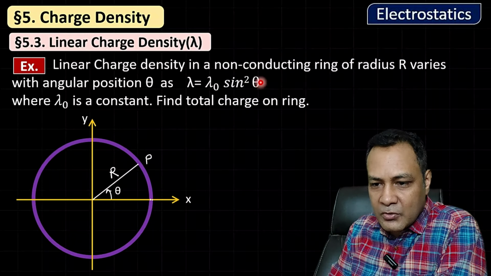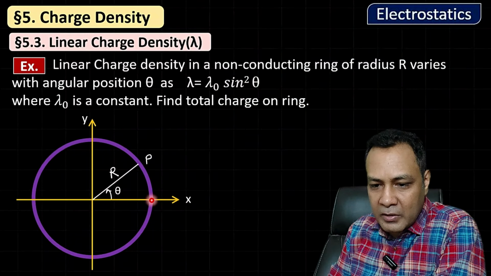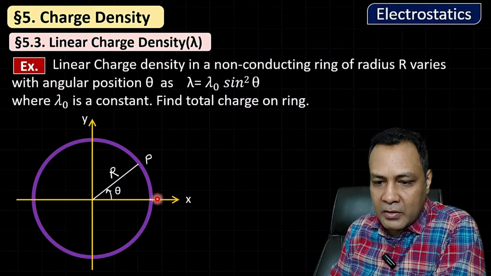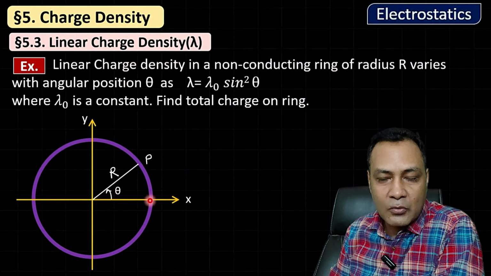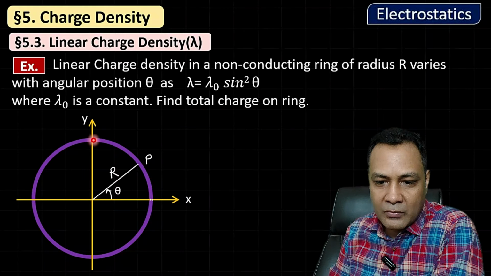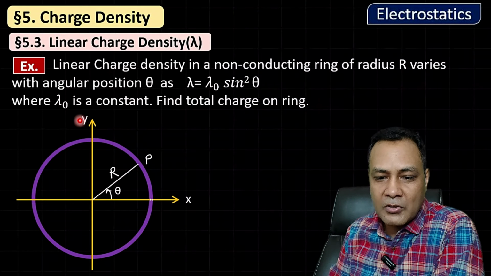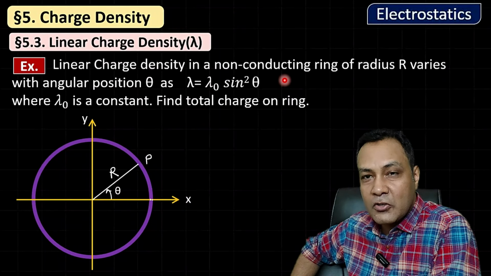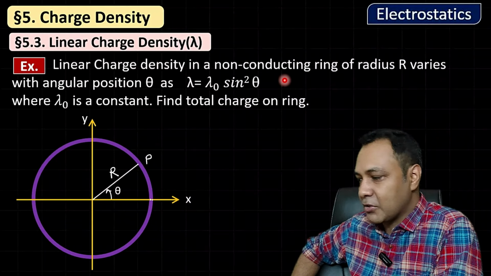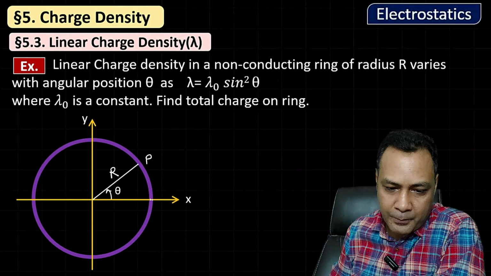So here, because it is a positive, sine theta first increases. Here the lambda is maximum, then lambda is 0, then increases, the lambda is maximum here, and positive, then lambda decreases, and here in negative lambda increases and then decreases. So overall charge would be 0. But the sine square ensures that there is some total positive charge. So that's what we have to find.